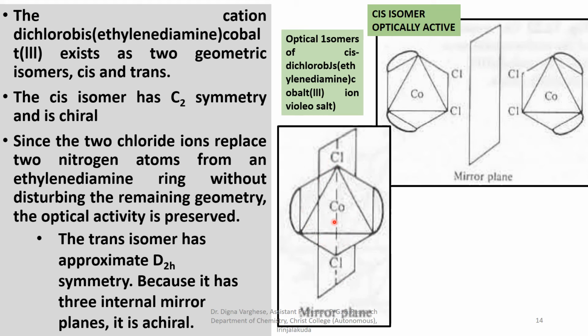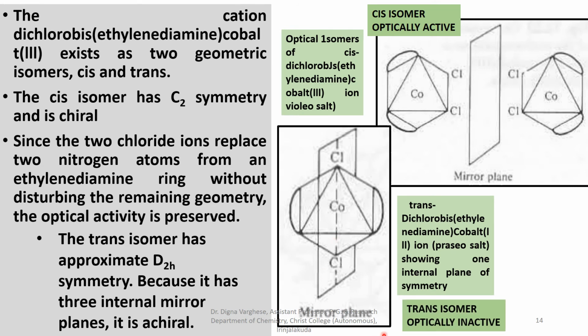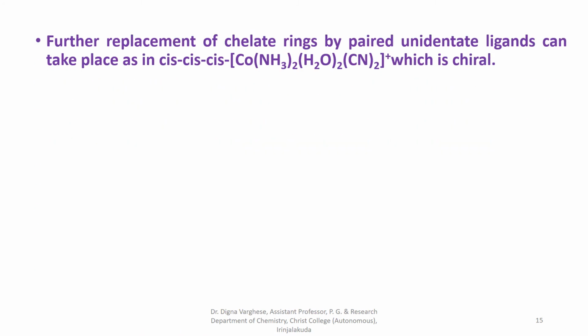Because it has three internal mirror planes, it is achiral. So the trans isomer is optically inactive. Trans-dichlorobis(ethylenediamine)cobalt(III), derived from the Praseo salt, shows internal planes of symmetry, so it is optically inactive. Further replacement of chelate rings by paired unidentate ligands can take place, as in cis-[Co(NH3)2(H2O)2(CN)2]+, which is chiral.